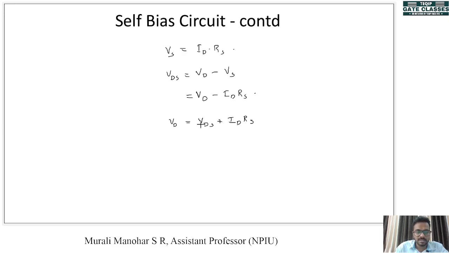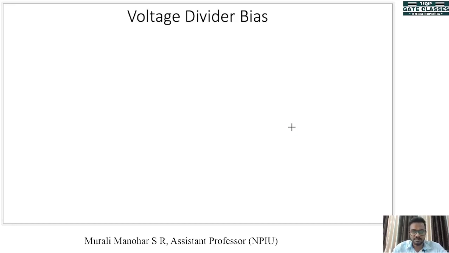ID and IS are the same. So this is the value of VD. Okay, so we got the value of VD, and that's it. This is all we need to find out from this circuit. This is the DC analysis of the self-bias circuit. Now we have the third biasing circuit. It is called voltage divider bias.